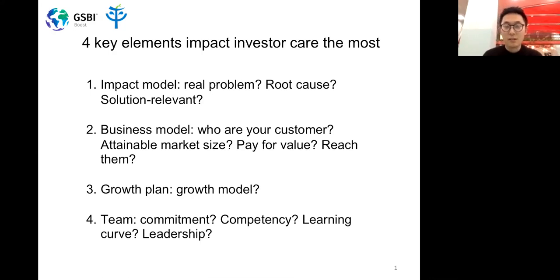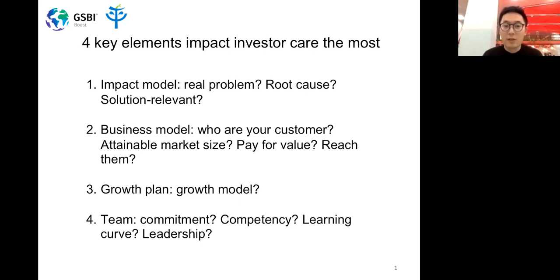Within each of these, there are several sub-questions that impact investors care the most about. For the first, impact model, the real question to the impact investor is: did you find the real social problem, did you analyze this problem and find the root cause, and is your solution really relevant to the root cause? This is a very important element that is quite different from the commercial investor or commercial area. That is, do you really provide a relevant solution to the problem you find?